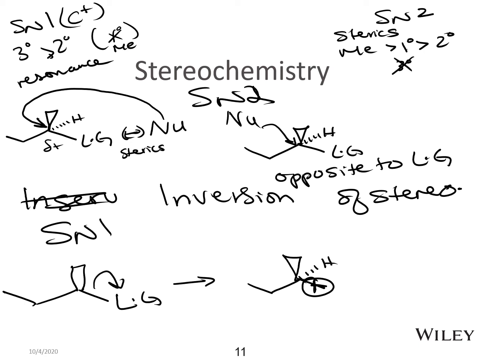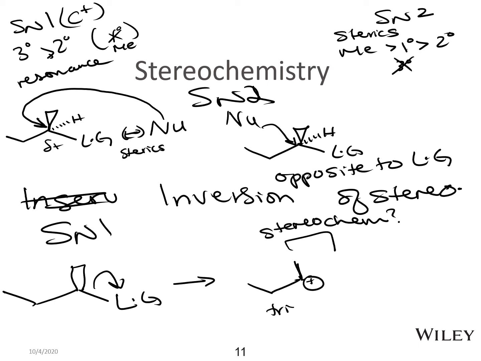So my leaving group leaves first and you form a carbocation. In this case, with the formation of the carbocation, this stereochemistry is essentially not significant anymore, because now I have a carbocation, and carbocations are trigonal planar, meaning flat.